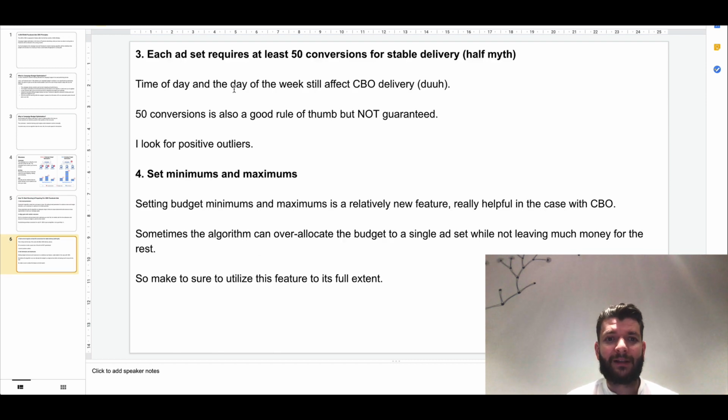So another thing is that it's kind of half myth, that Facebook requires at least 50 conversions for stable delivery. It's not always the case. If that was the case, if you have been through 50 conversions, then your delivery would be just perfect and very stable. Also, it's not the case.